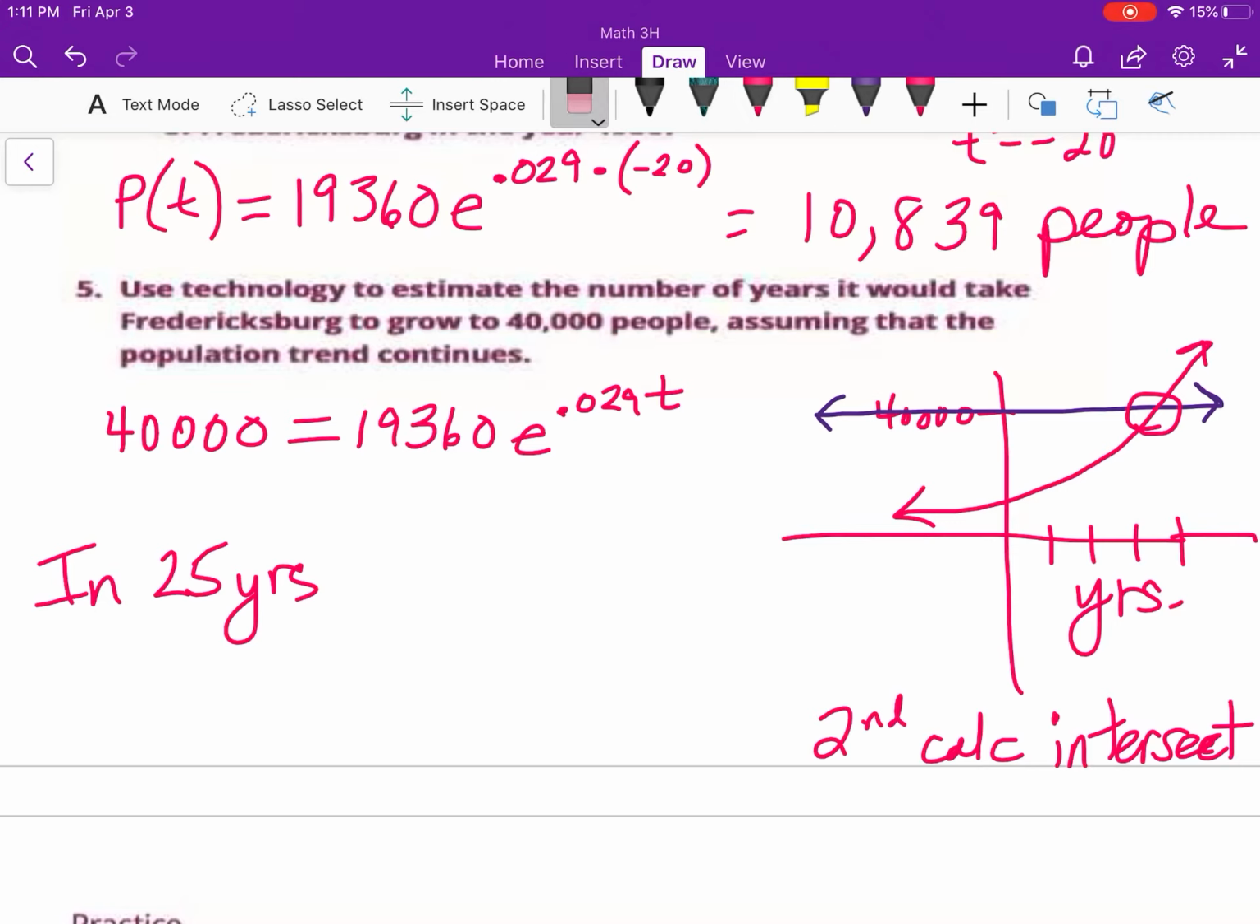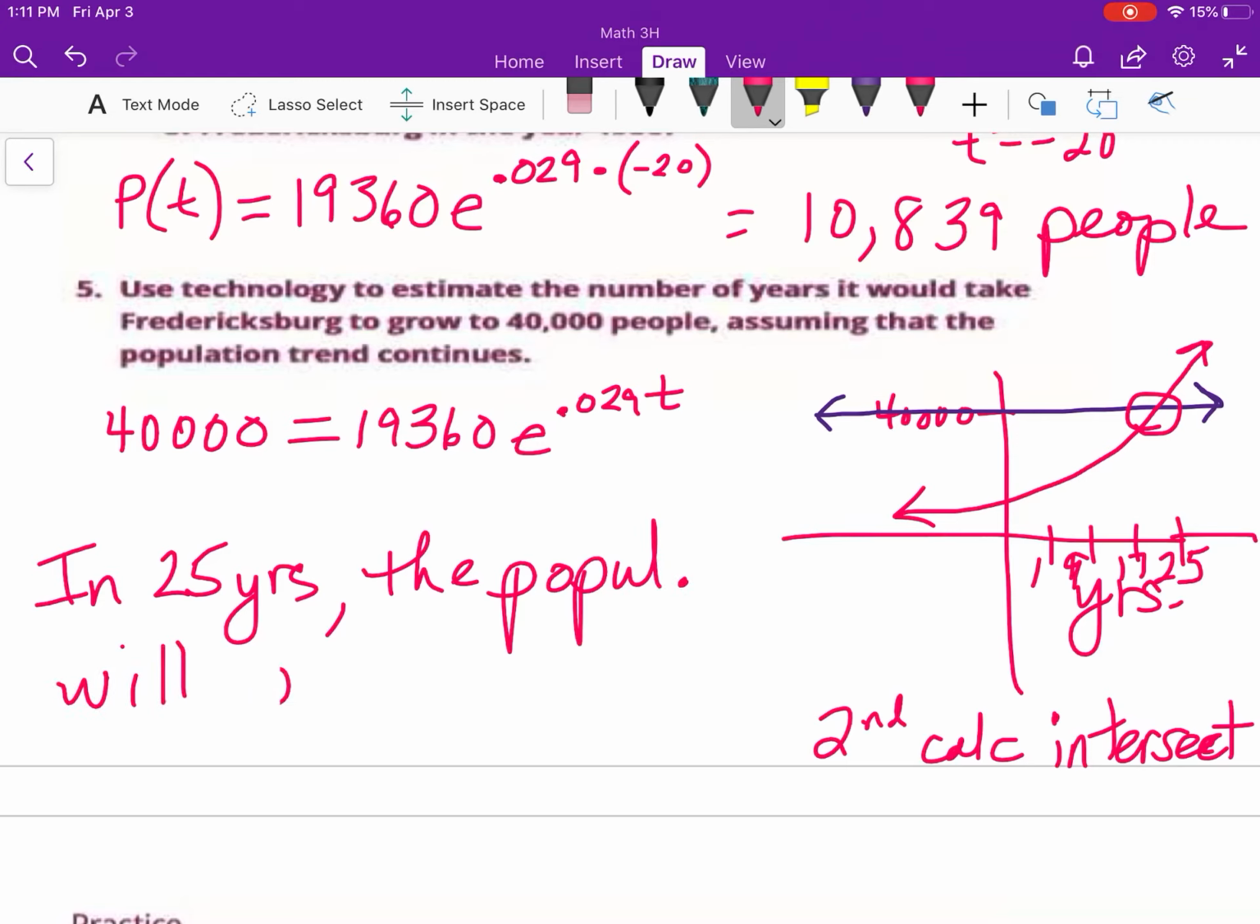obviously don't look at my scale here, this should be funny. If this is 25, what should I go? 17, 9, and 1. Just go with it, please. But in 25 years, the population will be 40,000. It's kind of neat how it works. I think that's way easier than doing logarithms right now, to be honest.